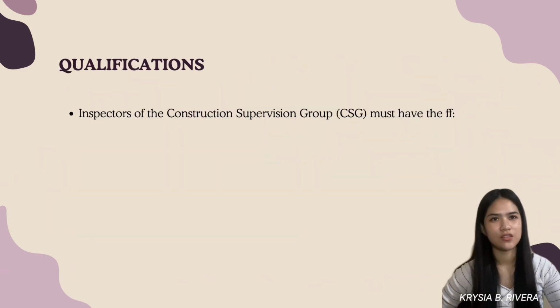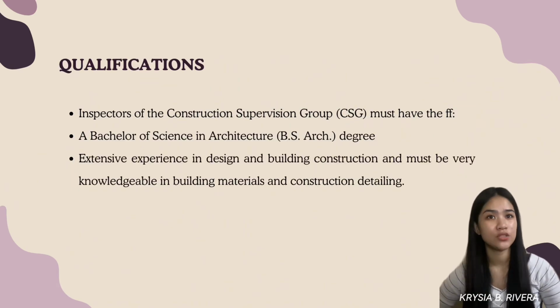Lastly is the qualifications. Inspectors of the Construction Supervision Group, or CSG, must have the following: a Bachelor of Science in Architecture degree, extensive experience in design and building construction, and must be very knowledgeable in building materials and construction detailing.